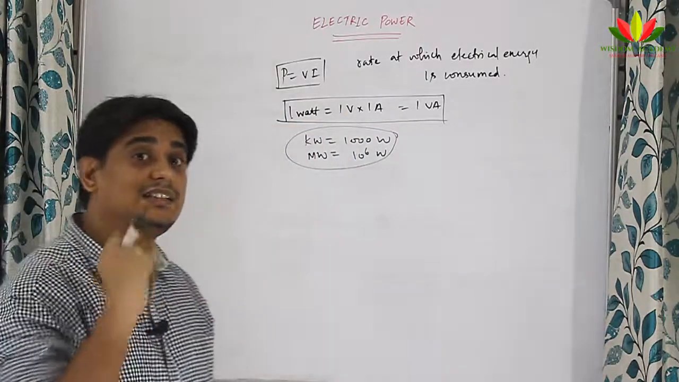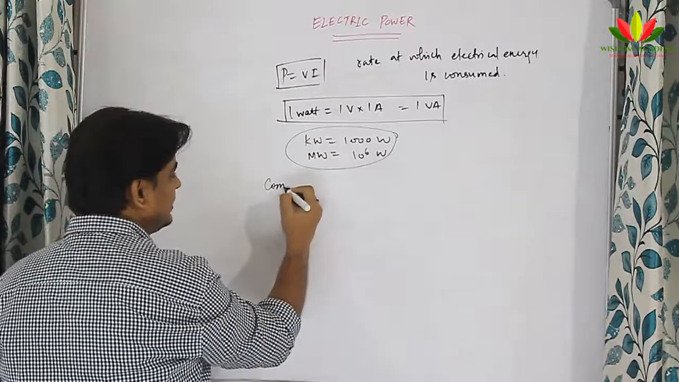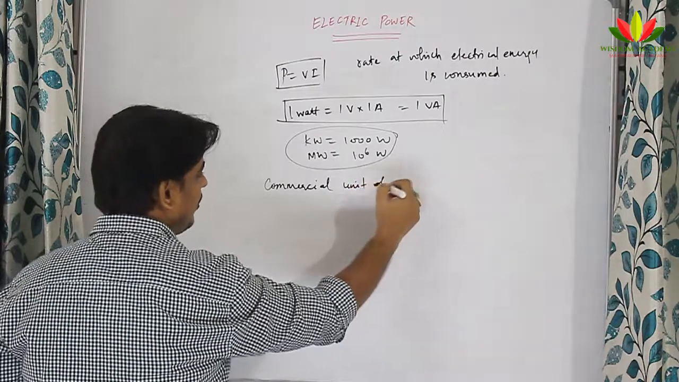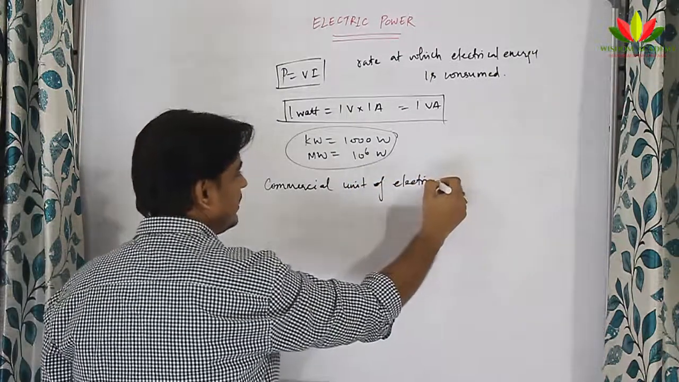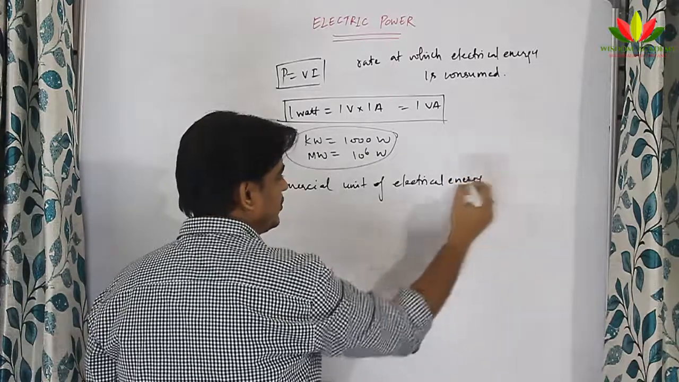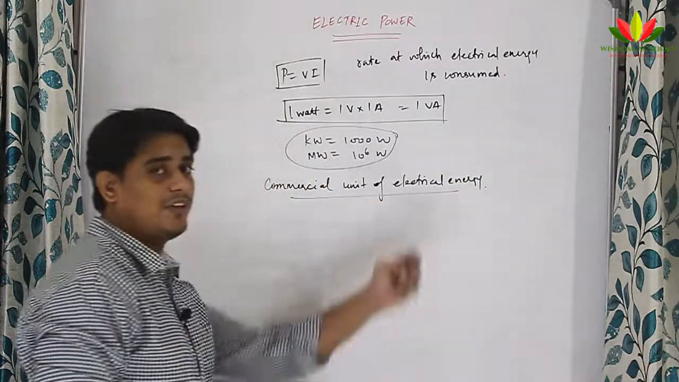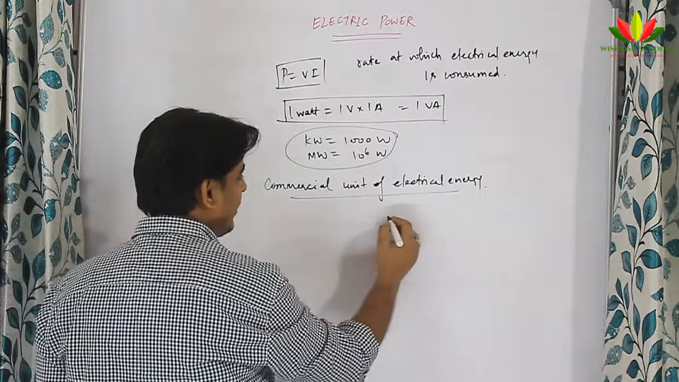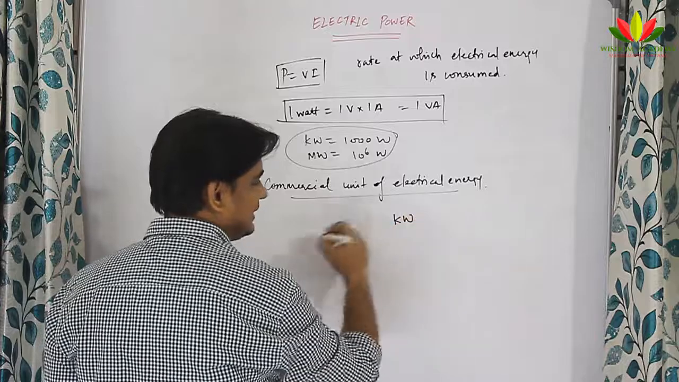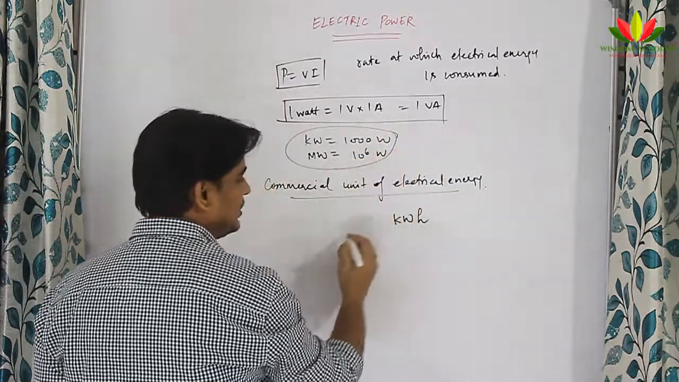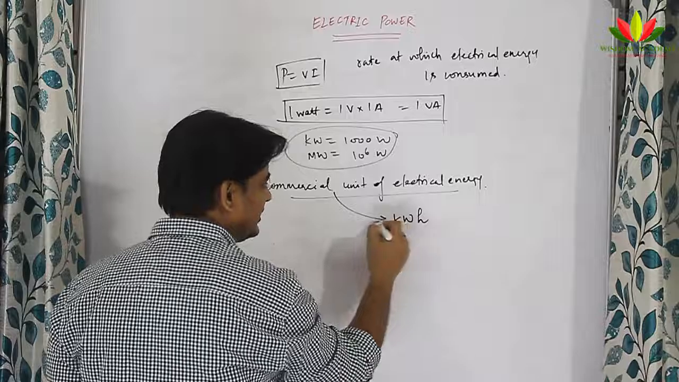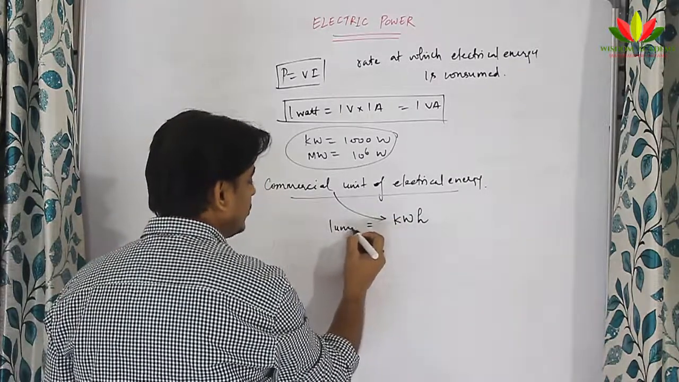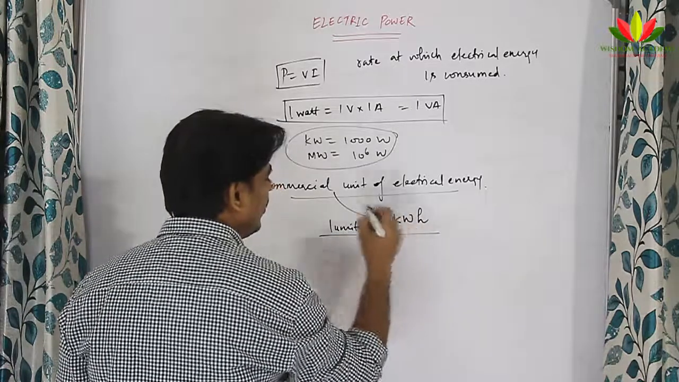What is the commercial unit of electrical energy? You have talked about this in 9th standard also. Since electrical energy is a kind of energy, we have to multiply the power by time. Power is in kilowatt and time is taken in hours. So, the commercial unit of electrical energy is kilowatt hour. It is also called 1 unit. So, 1 unit is equal to 1 kilowatt hour.